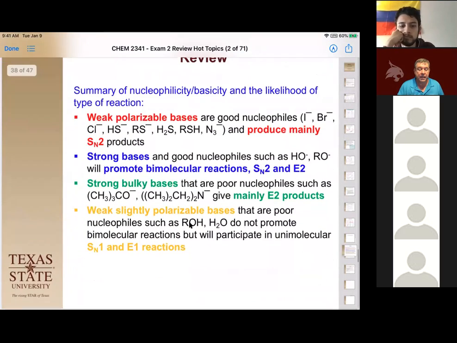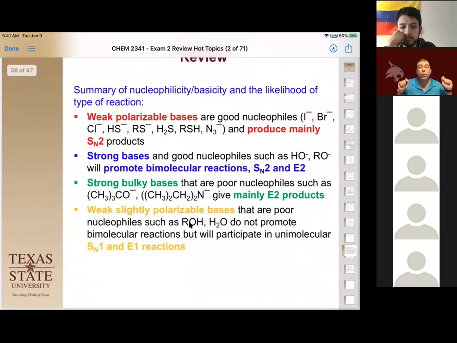So when we think of weak, polarizable bases, they are good nucleophiles. Big fluffy iodine, big fluffy bromine, the sulfur anions, and the neutral sulfurs can also be, because they're very large, okay? They mainly produce Sn2 products. Strong bases will promote an Sn2 or an E2 product, okay? Think strong base means, and it's small, means it can get in and start pulling hydrogens off, or it can act as a nucleophile and displace things.